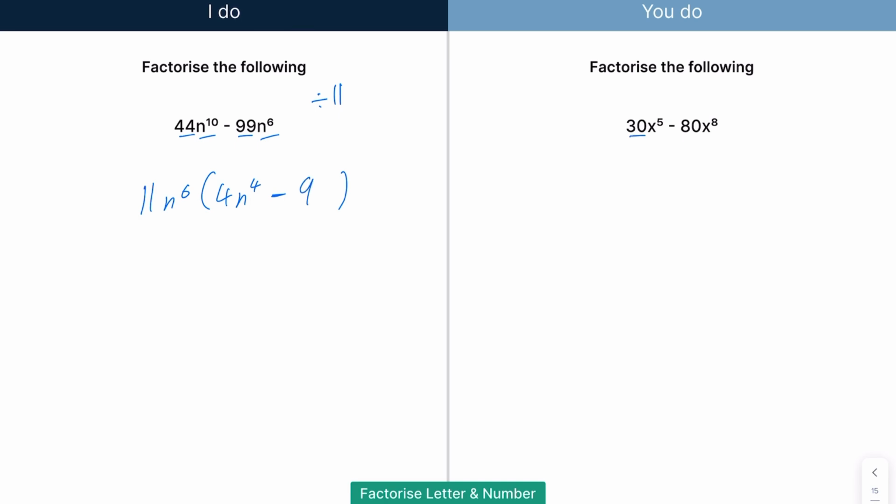So again, hopefully you pressed pause and had a go at this. Now 30 and 40 are both divisible by the 10 times table. So let's take 10 out. With the x's, take the smallest power out. And that will be 3x to the power of 5 minus 8x to the power of 3. Is that fully factorized? Yes, it is.